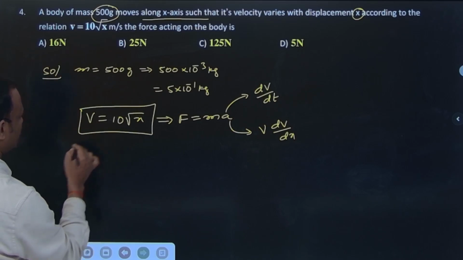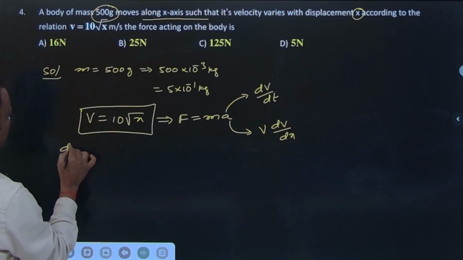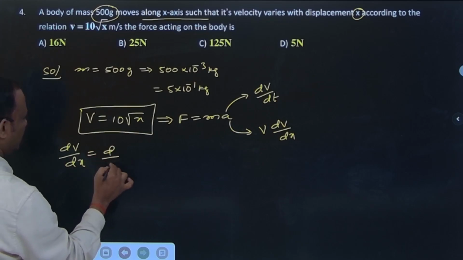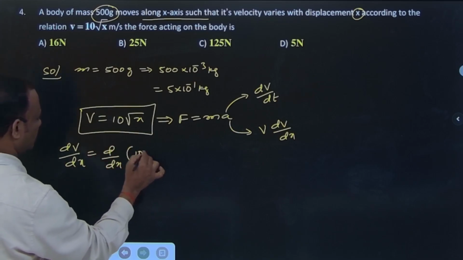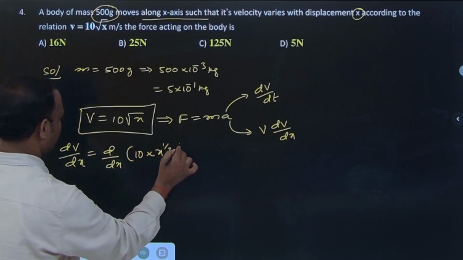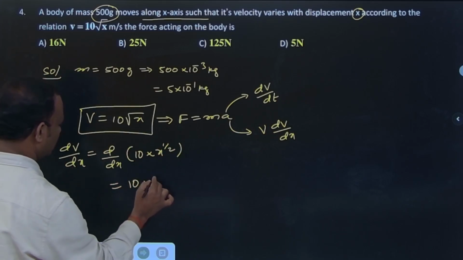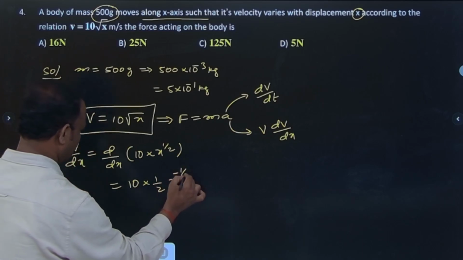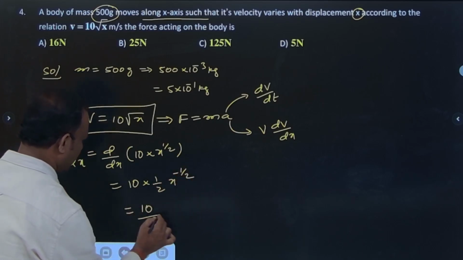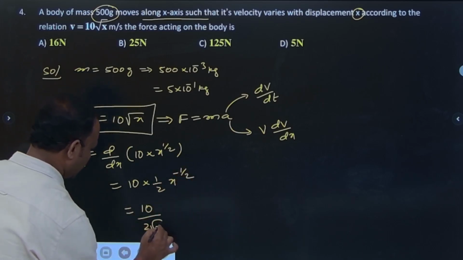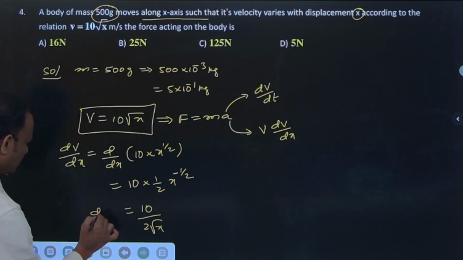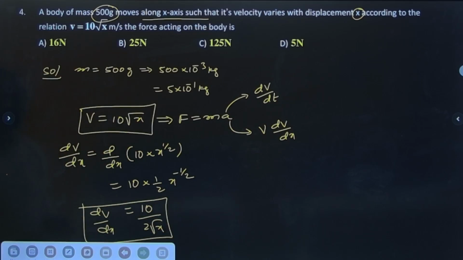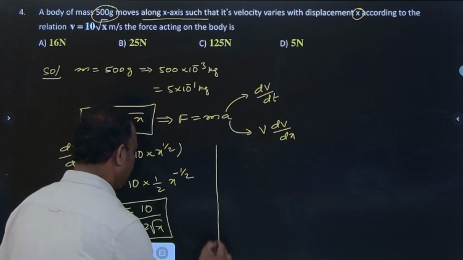First I am substituting dv by dx. What is dv by dx? d by dx of 10 into x power 1 by 2. So this is 10 into 1 by 2 into x power 1 by 2 minus 1, that is x power minus 1 by 2. This is 10 by 2 root x. This is dv by dx.